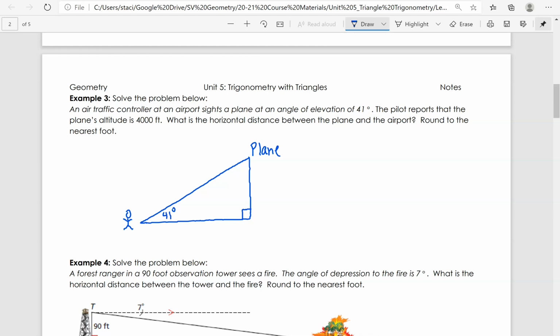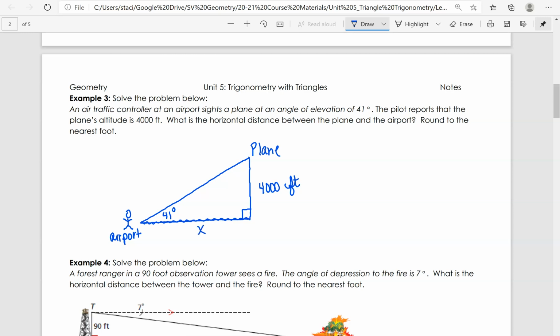It says the pilot reports that the plane's altitude is 4,000 feet. So altitude is the height. What they're really telling us is this right here is 4,000 feet. It asks, what's the horizontal distance between the plane and the airport? We've got the air traffic controller here at the airport, and the horizontal distance is essentially this part right here, the wavy line. So that's going to be our x.